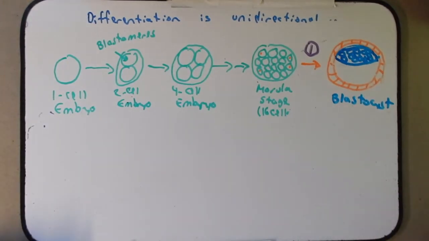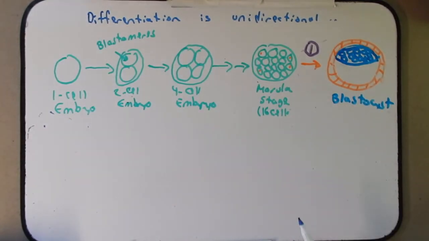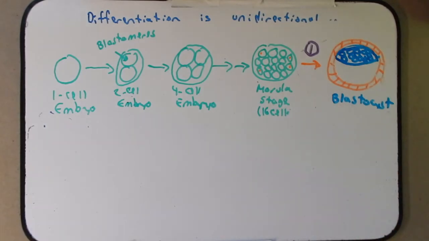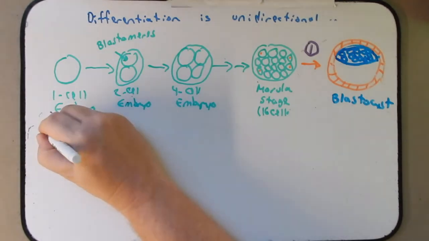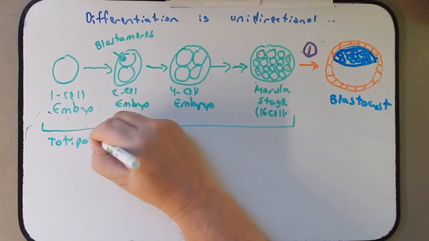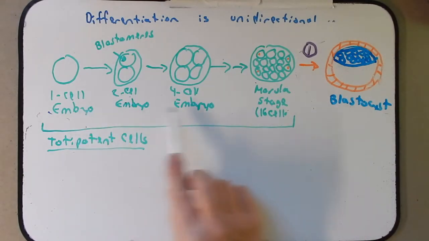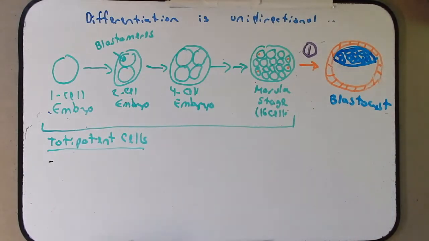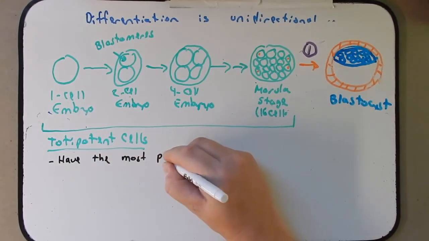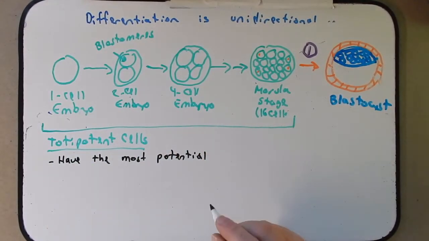Okay, we have just described the process of going from a one-cell embryo to a blastocyst, and how between the morula and blastocyst stages we undergo a differentiation. In thinking about these cells in this process, I'm going to introduce two important terms. The first term is totipotent cells. All of these cells, from the one-cell embryo to the morula, the 16-cell stage, are totipotent cells. Totipotent cells have the most potential. If it helps you remember, you can think of it as total potential to become any cell.